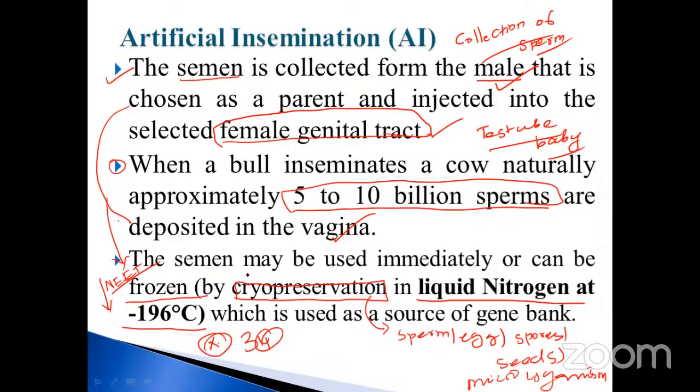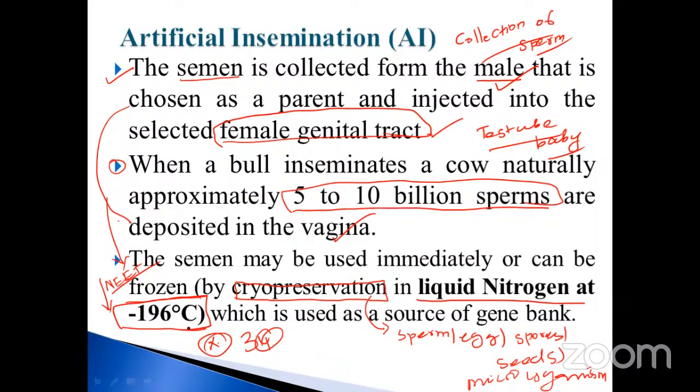Technique. During this process, which liquid is used? That is very, very important. Liquid nitrogen, at minus 196 degrees Celsius. Don't forget, my dear students, this is also very, very important.